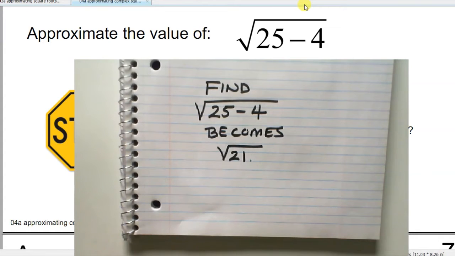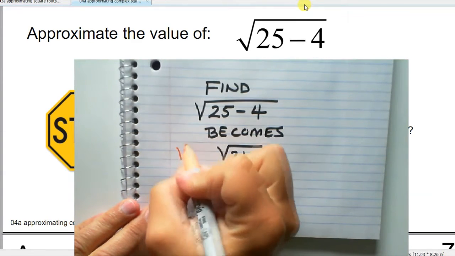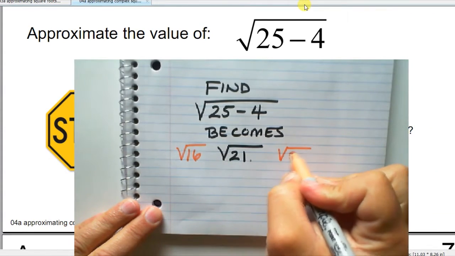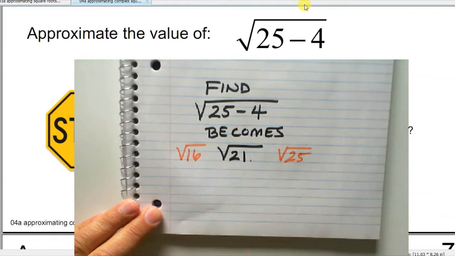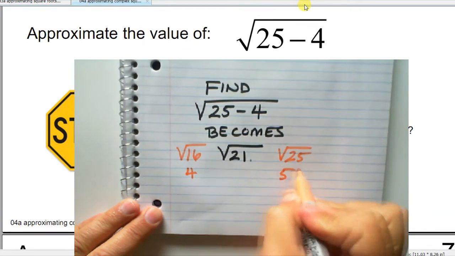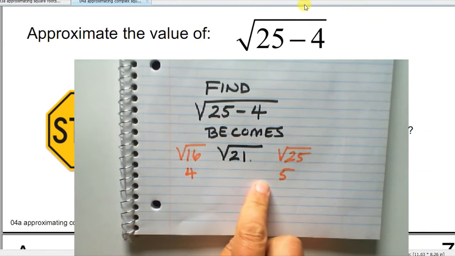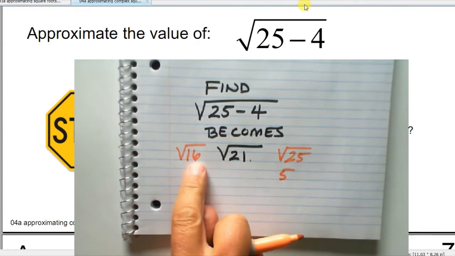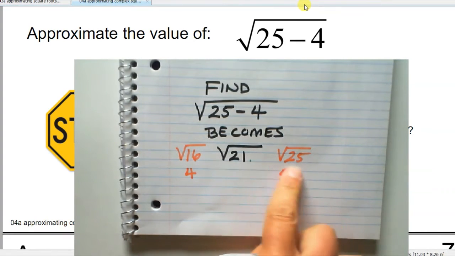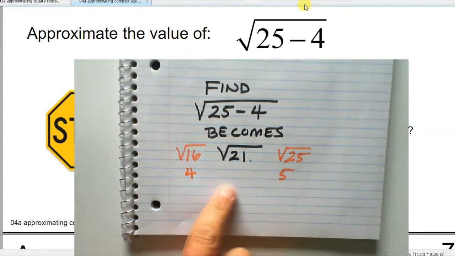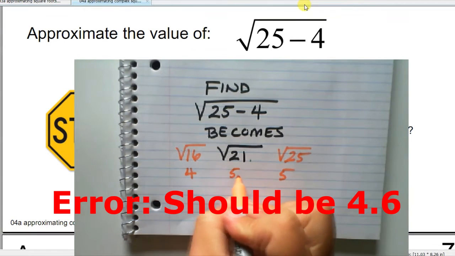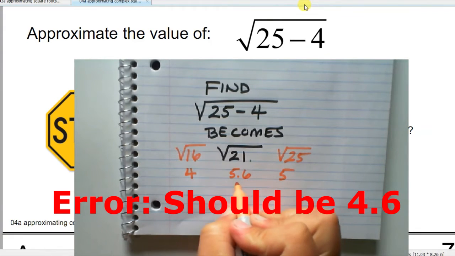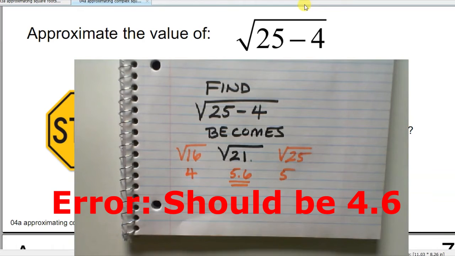And now I'm going to go into the neighborhood and find the square root of 21. Who are its neighbors? Its neighbors are the square root of 16 and the square root of 25. Square root of 16 is 4. Square root of 25 is 5. So the square root of 21 is somewhere in between. This is 5 away from 16 and 4 away from 25. So it's a little bit closer to the 25, which means it's a little bit closer to the 5. 5.5 is right in the middle, so let's put it at 5.6. But really the whole lesson occurred right there.